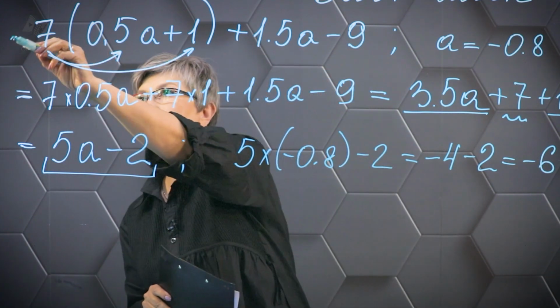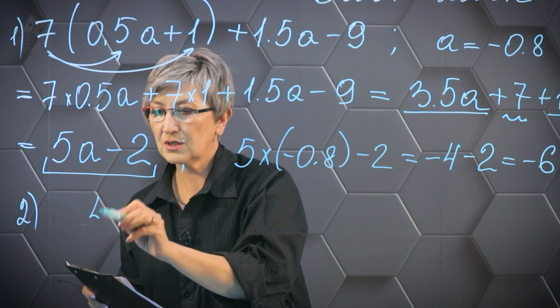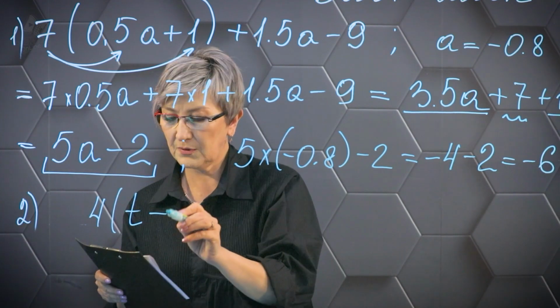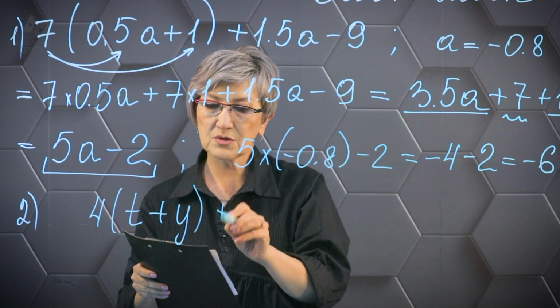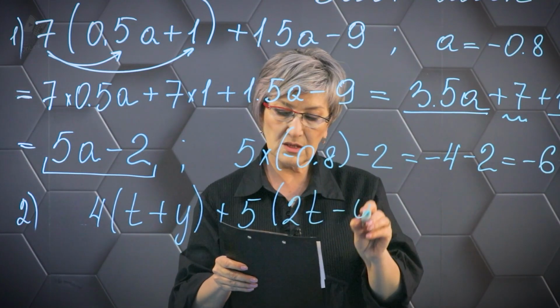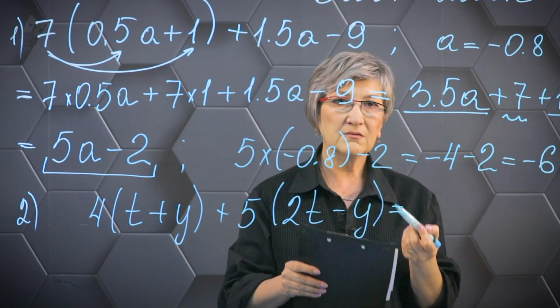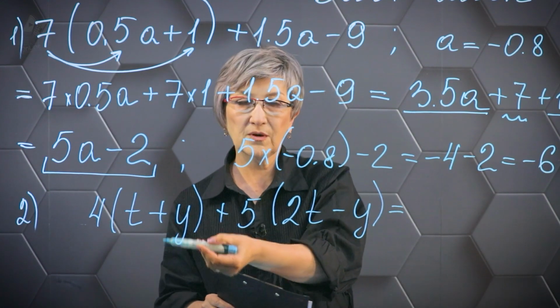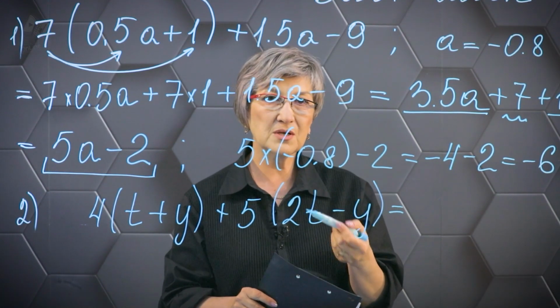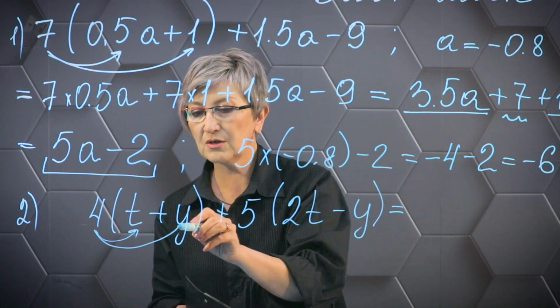Let's solve another example. It looks like this: 4 times (t plus y) plus 5 times (2t minus y). Let's simplify this expression. Convert it. We write it without parentheses. To do this, we multiply 4 by t and multiply 4 by y.